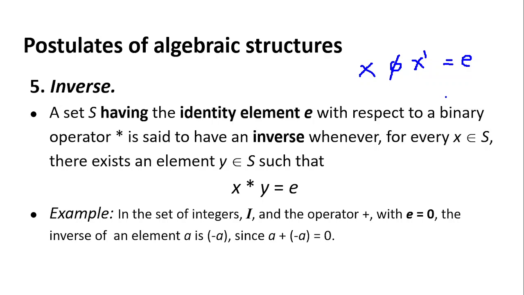So if you take an element X, there exists an element Y in such a way that X star Y gives you the inverse. Now we know very well that X star Y gives you the identity. We know that the identity with respect to the plus operator is 0. Now which element can give you the 0?